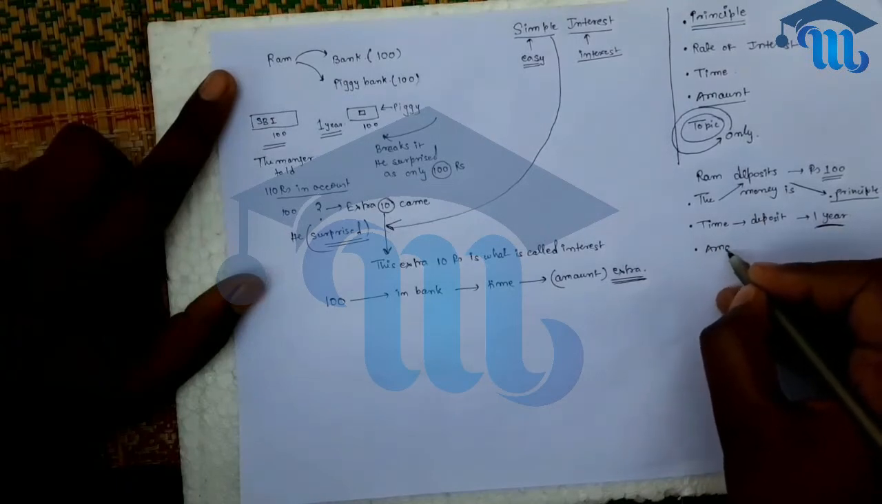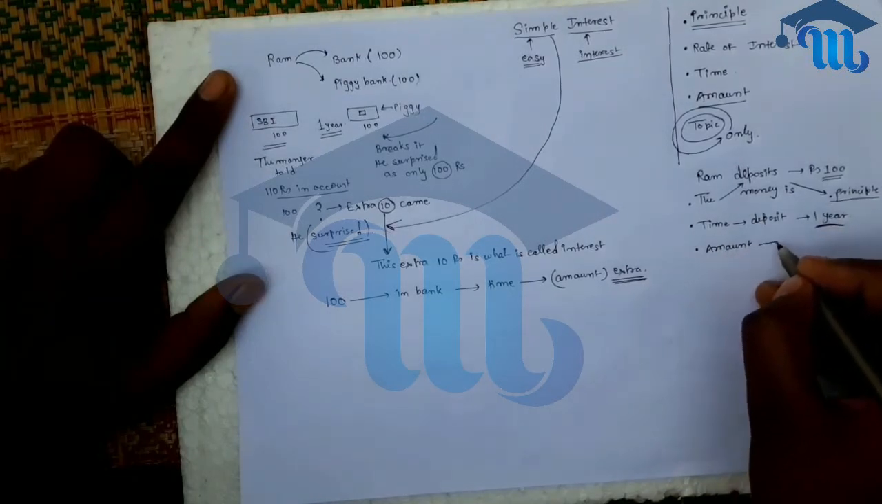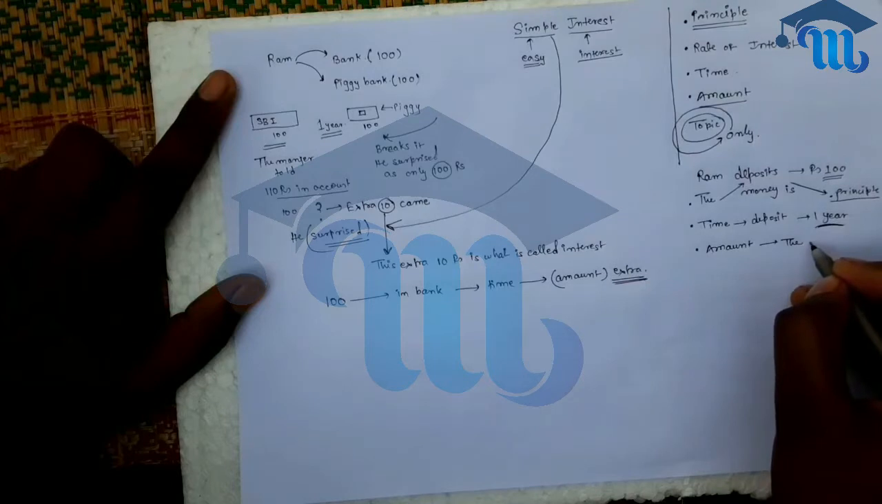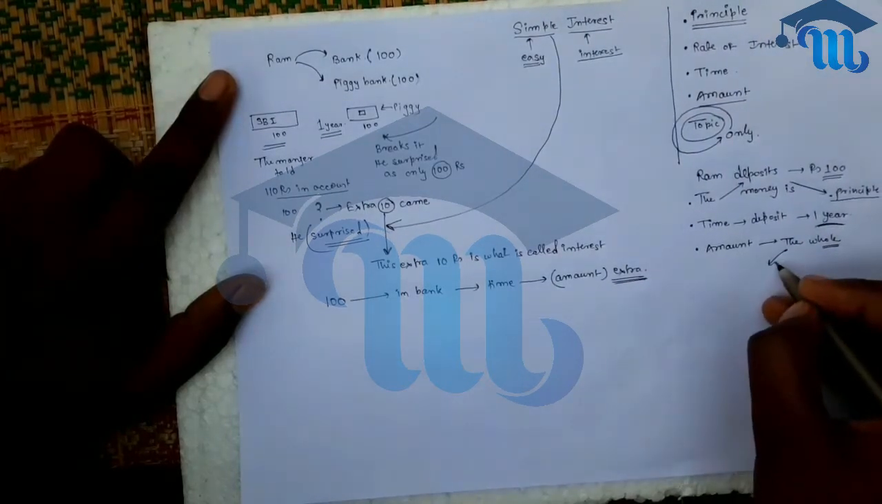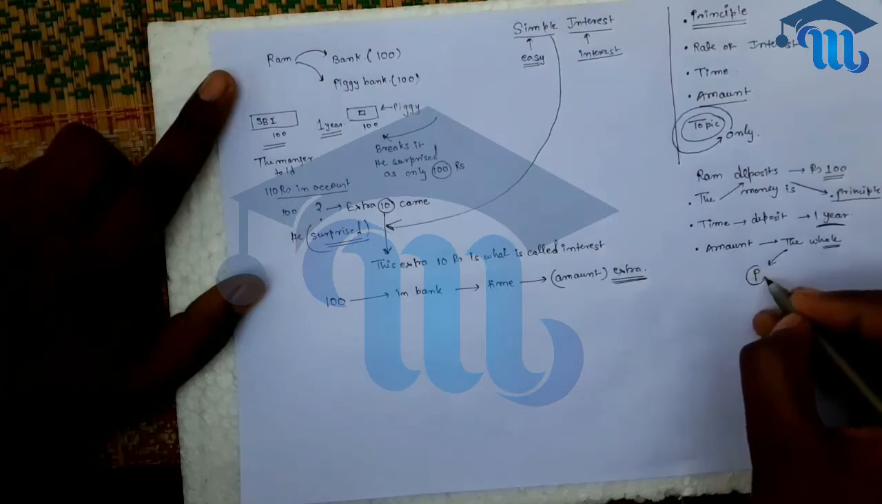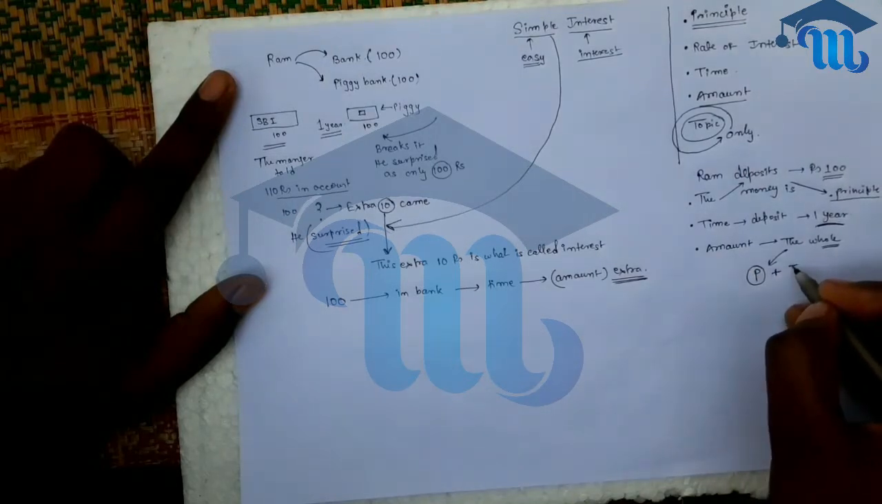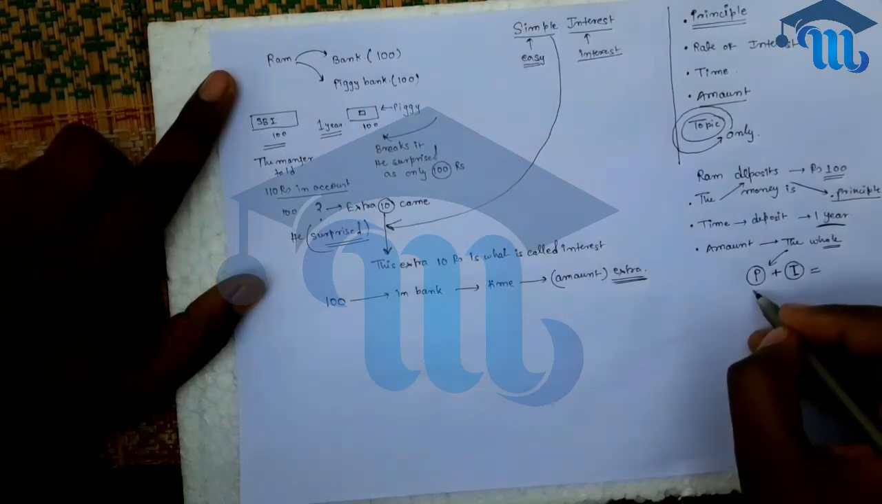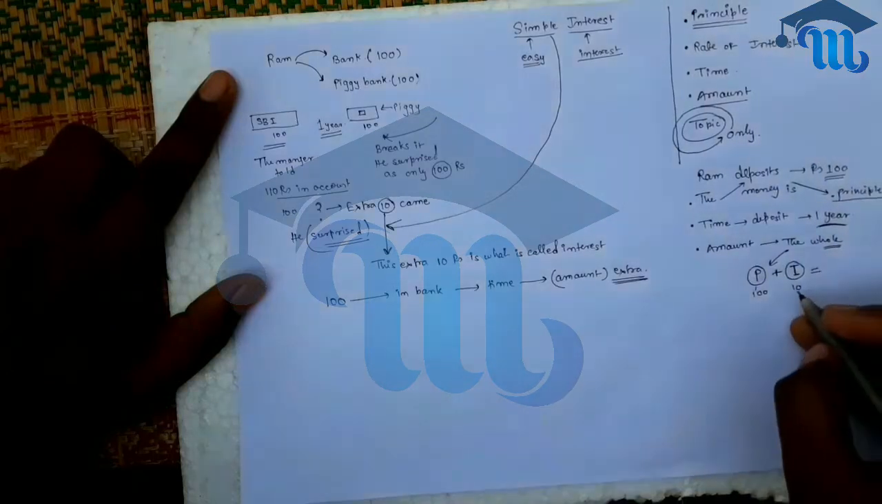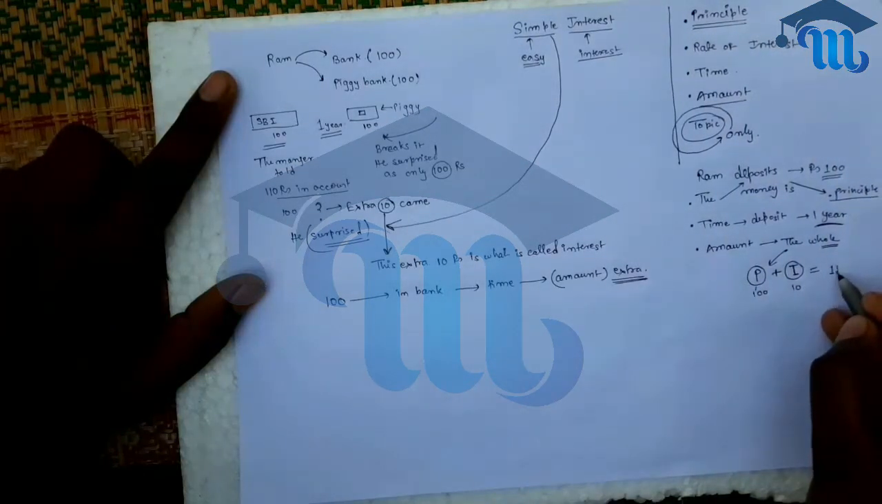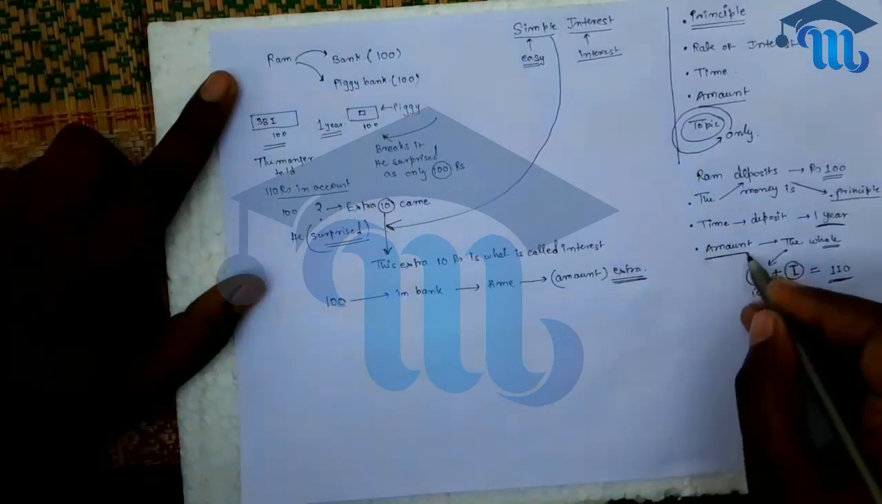Amount. The whole money that Ram got, which is the principal, and the extra money, which is interest. Principal which was rupees 100 and interest which he got was 10 rupees, making 110 rupees. This one is called the amount.